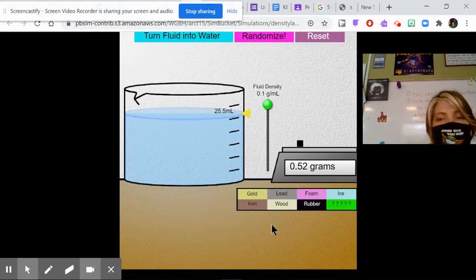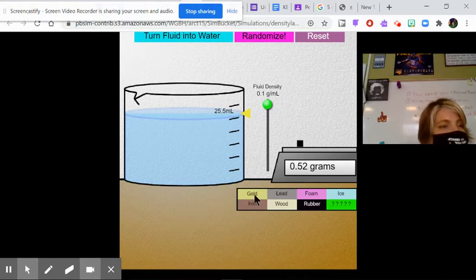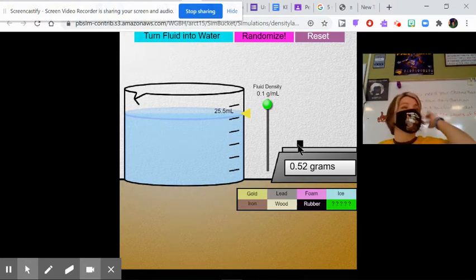Okay, so now what you're going to do is just click on one of them. Which one did you turn it into first? Gold. Okay, now you're going to take it out of the water and drop it onto the scale to see how much the mass of the gold is. So you're going to follow the rest of those instructions, see what you can do, and then watch this recording later on, okay?